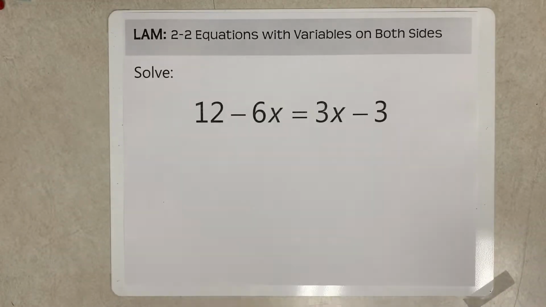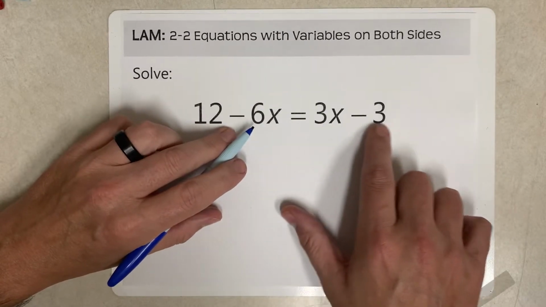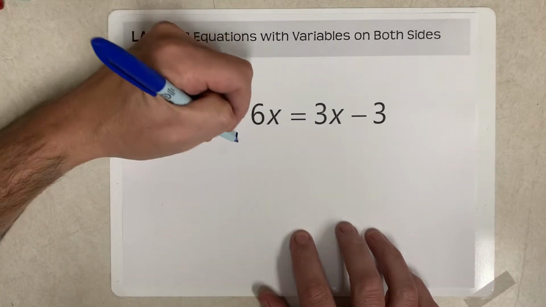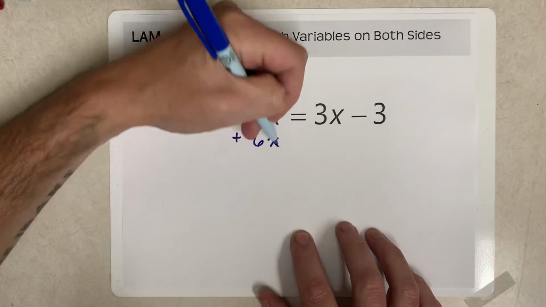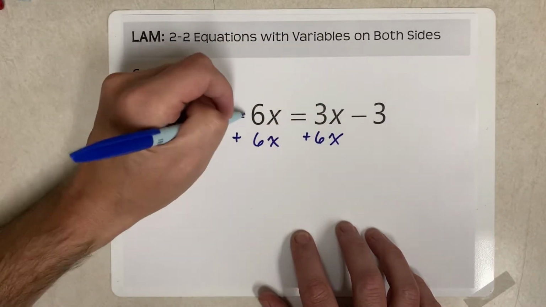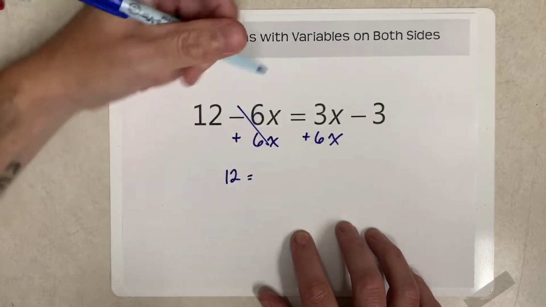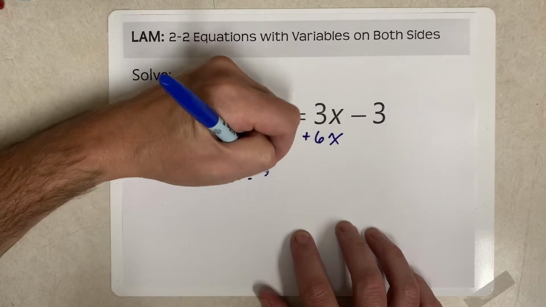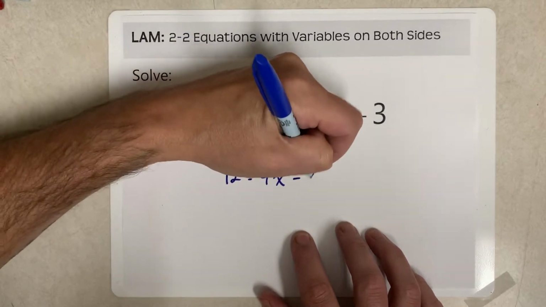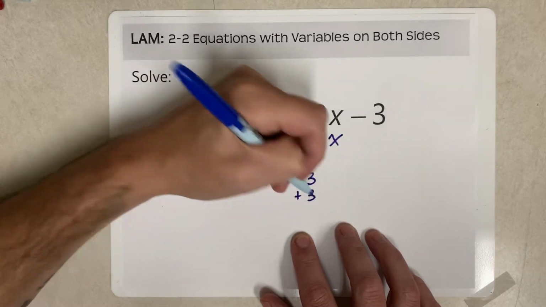All right, next example, a lot like that one. 12 minus 6x is equal to 3x minus 3. I'm going to go ahead and add 6x to both sides. The reason I'm doing this is because I want my result to be positive on one side or the other for my x's. Bring my 12 down. 3 and 6 make 9. And I'm left with a two-step equation. So you always get rid of the constant first.